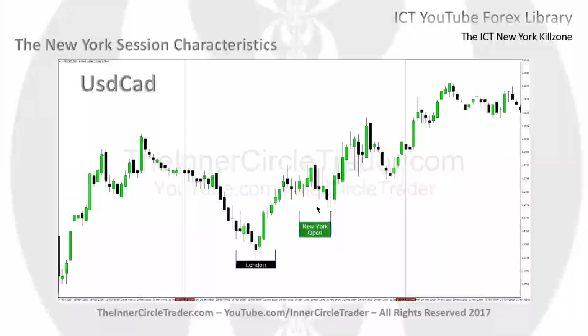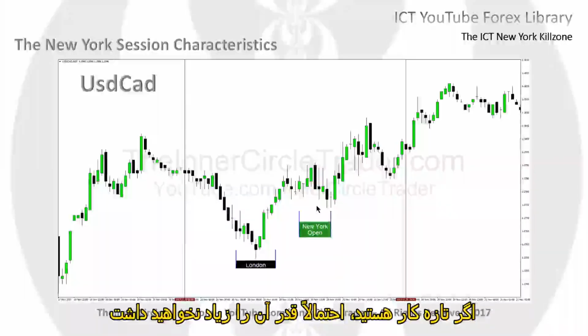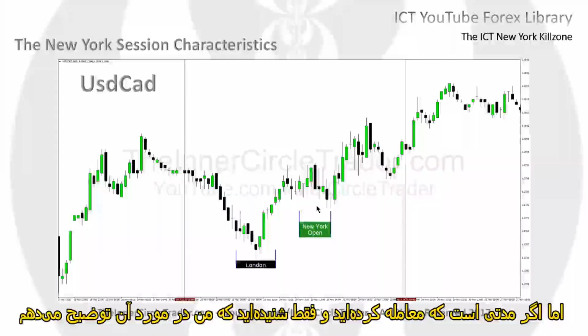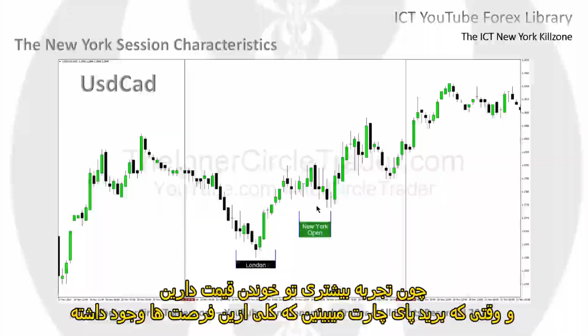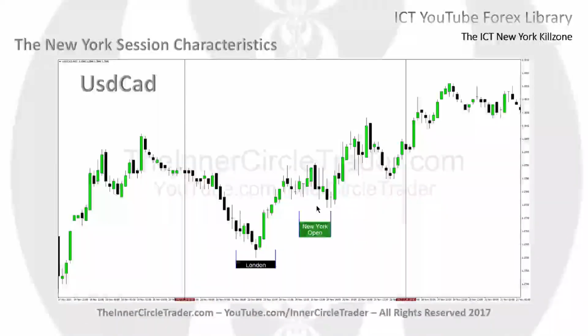And if you're new, you're probably not going to appreciate that too much. But if you have been trading for a while and you just heard me explain that, you're going to be rather surprised and tickled when you see how often that unfolds, because you have a little bit more experience in reading price, and it's going to jump off of the chart at you. And then suddenly you're going to see a lot of opportunities that otherwise went right over your head.